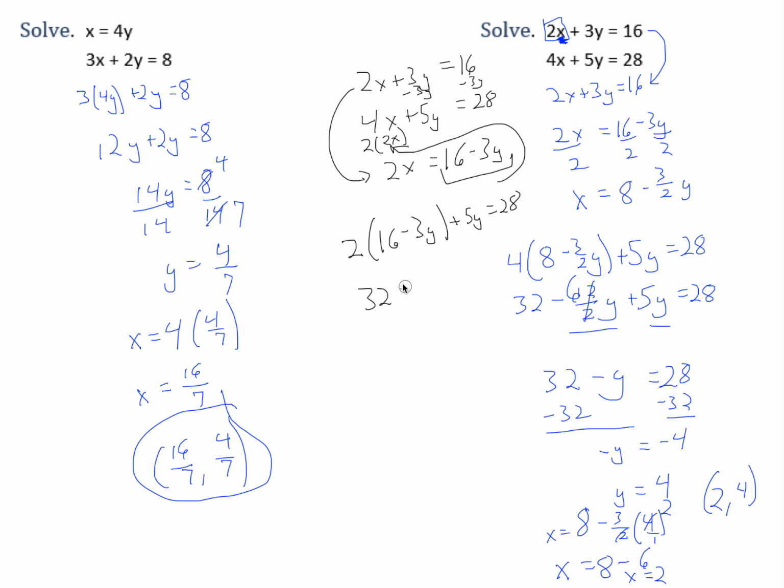Distribute: 32 minus 6y plus 5y equals 28. And that is actually right here. It's the same equation, we just got there a little quicker without fractions. So you could do it that way if it works out, but our answer is 2, 4, and that is how you solve systems of equations using substitution.